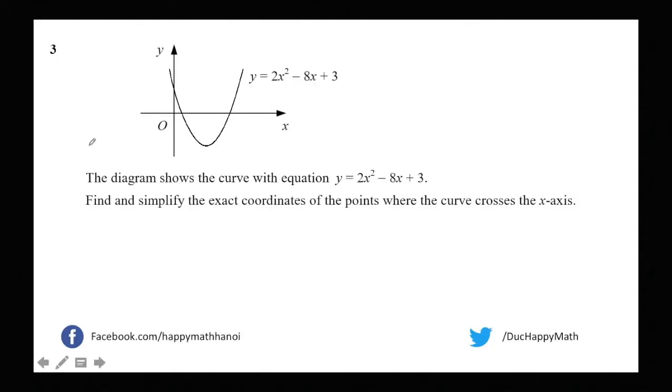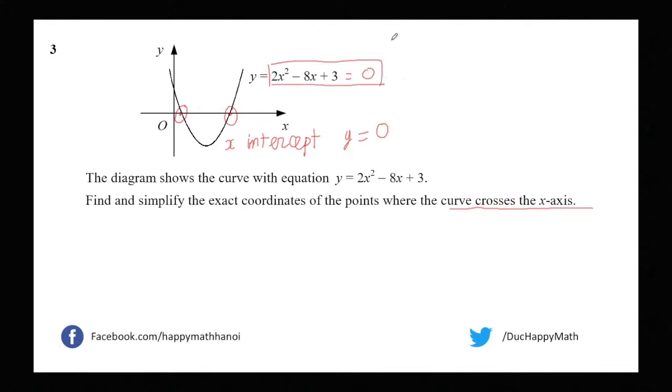Question 3, another question. This is beyond the technique of calculation. You have the graph in here. The diagram shows the curve with the equation y equal to 2x squared minus x plus 3. Find and simplify the exact coordinates of the points where the curve crosses the x-axis. Okay, when the curve crosses the x-axis, you have to find the coordinates of this point and this point. We call these the x-intercepts. And the x-intercept is defined when y equals 0. So I have to put the function y equal to 0.